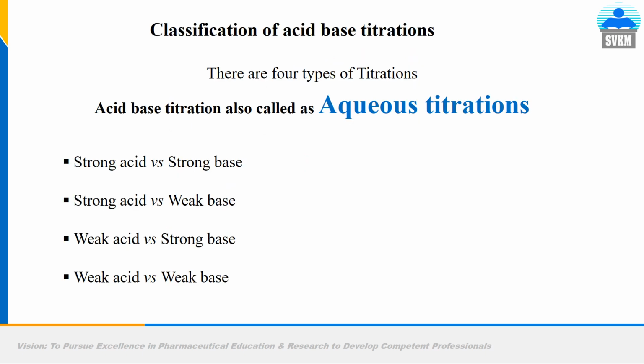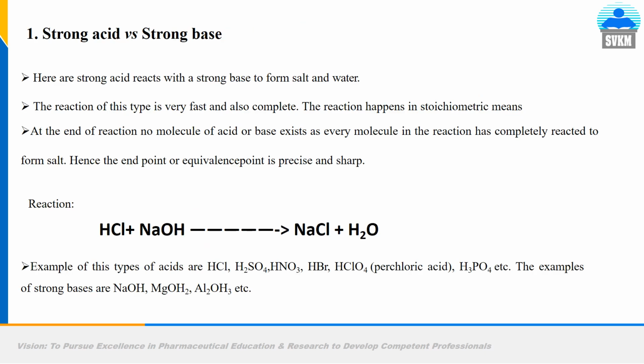Classification of acid-base titrations. There are mainly four types of acid-base titrations, and acid-base titrations are also called aqueous titrations. So the classification is as follows: strong acid versus strong base, strong acid versus weak base, weak acid versus strong base, or weak acid versus weak base. So we begin with the strong acid versus strong base.